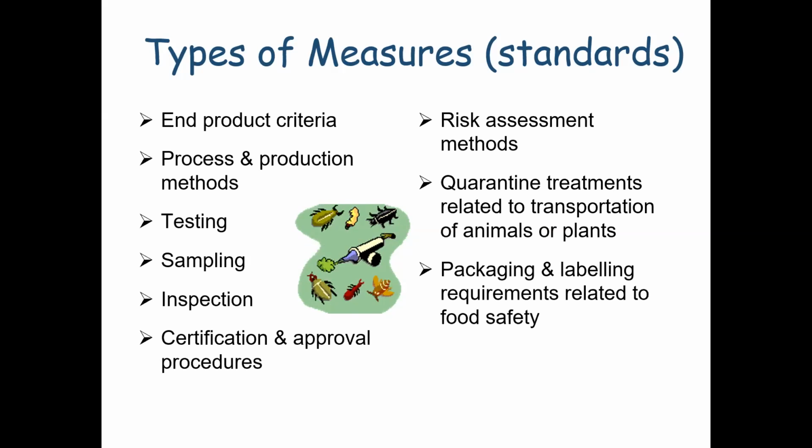In addition, the measures also include the production methods, the processing methods, the testing methods, sampling, inspection, certification and approval procedures, conformity assessment procedures, risk assessment methods, quarantine treatments, and packaging and labeling requirements, etc., etc. So anything which would actually lead to a food safety issue, or an animal health issue, or a plant health issue, or a country introduction of pests and pest controls. So any type of such issues would be covered as measures.